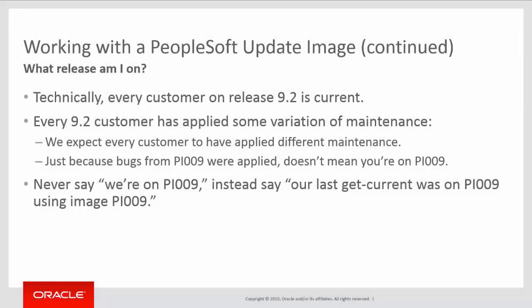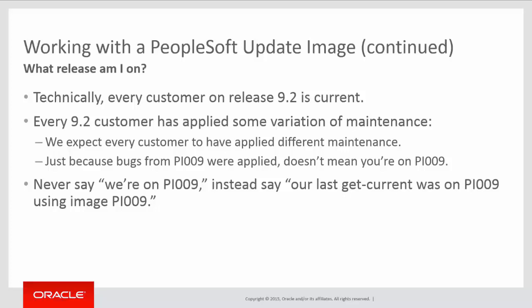As I mentioned before, the release numbering has changed. This is not really a best practice, just some help with terminology. We now call our PeopleSoft Update images 9.2 PI and then a number. So 9.2 PI 9, 9.2 PI 10, and so on. For shorthand, we leave off the release number 9.2, so you'll hear us discuss update images as PI 9 or PI 10. To differentiate pillars, we prefix with the pillar, such as HCM PI 9 or CRM PI 6.